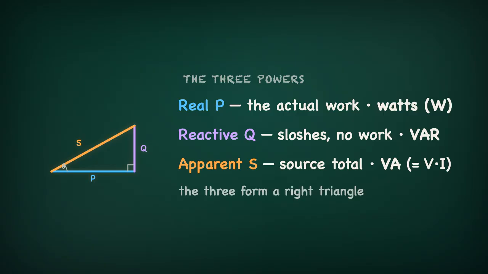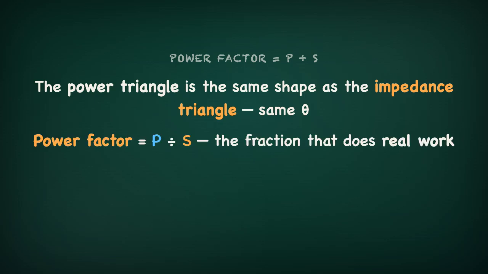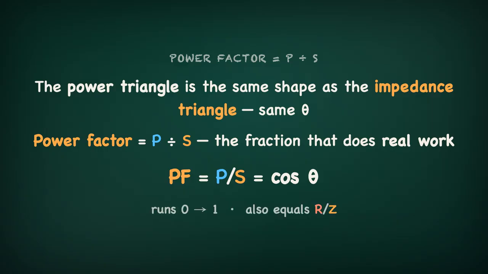Here's the beautiful part. The power triangle is the exact same shape as the impedance triangle, same angle theta. Power factor is the ratio of real power to apparent power, P over S, the fraction that actually does work. And that ratio is simply the cosine of theta. Power factor equals P over S equals cosine theta. It runs from 0 to 1, where 1 is perfect. And notice it also equals R over Z.